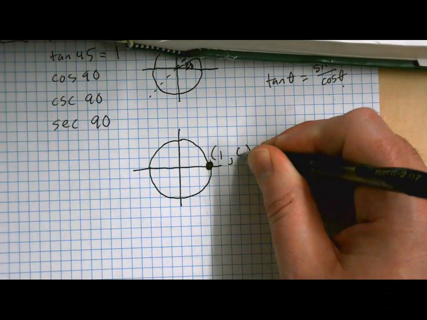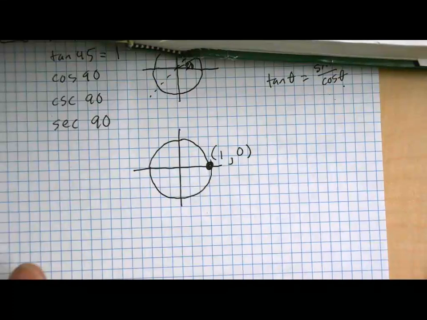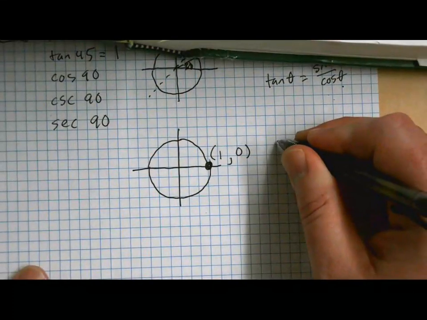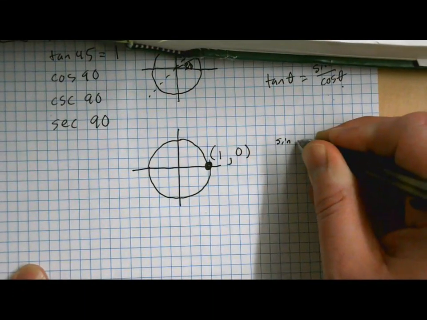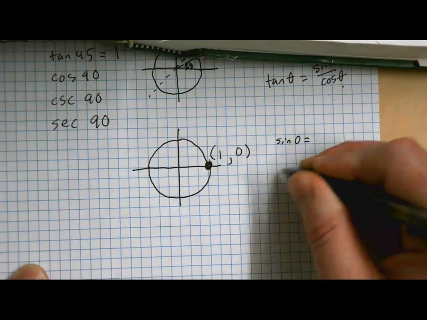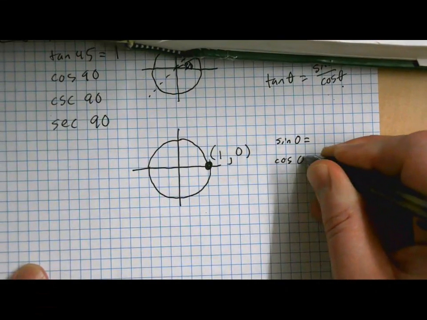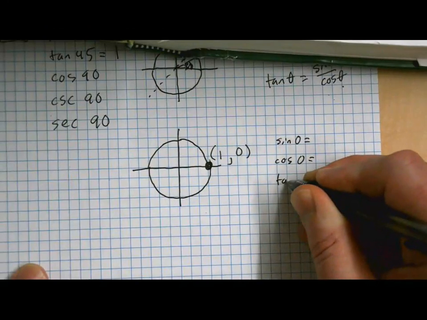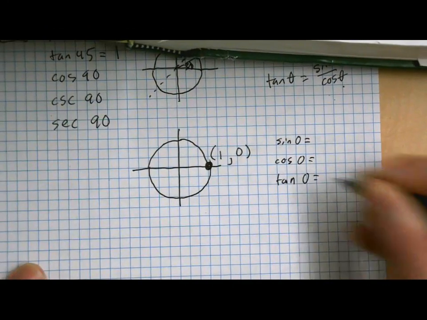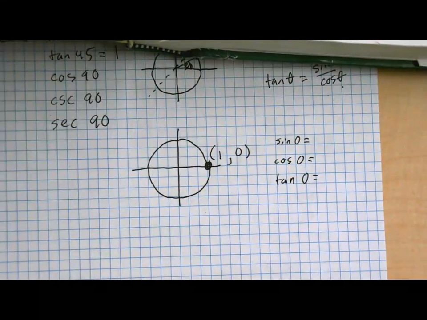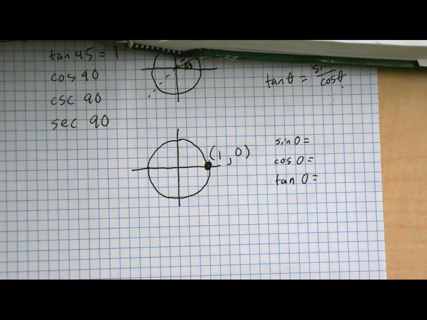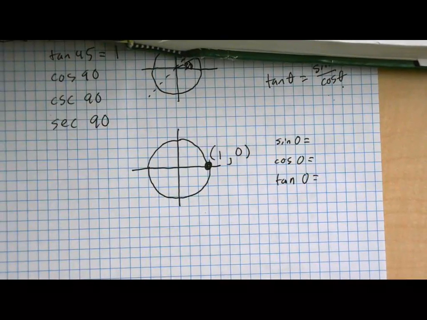What's the y-coordinate of that point? 0. Okay, off to the side here, I would like you to complete the following equations. The sine of 0 equals, the cosine of 0 equals, and the tangent of 0 equals. Go ahead and complete those for me, please. No calculators. Don't be touching that calculator. You don't need a calculator. You got x and y coordinates right there, and those x and y coordinates are related to sine and cosine.